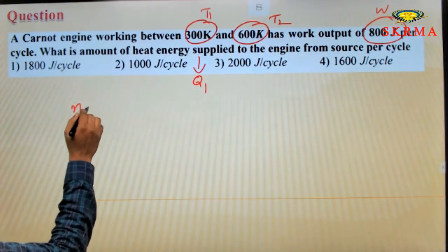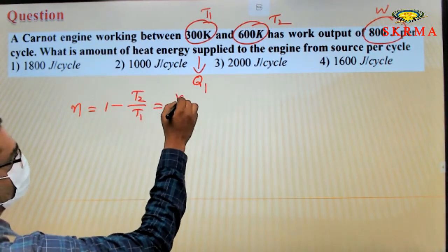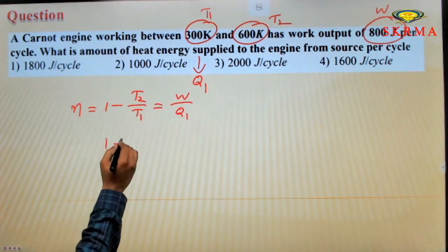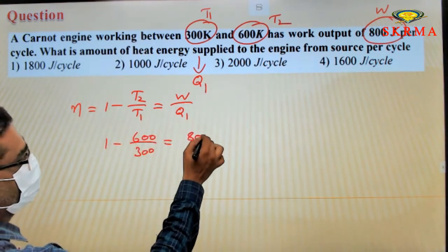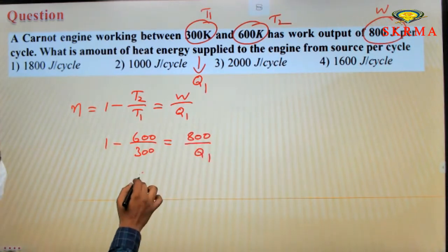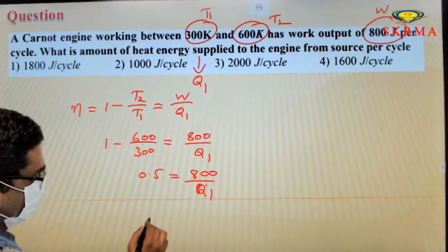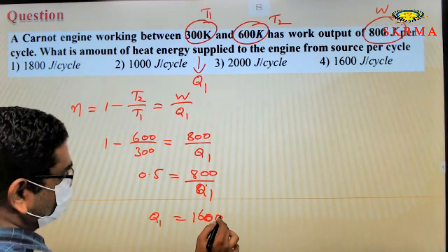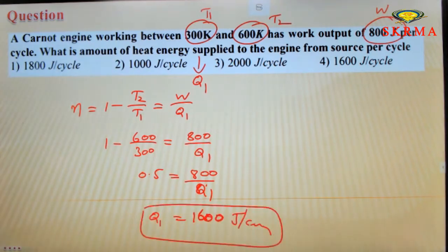Efficiency formula, 1 minus T2 by T1, equal to W by Q1. Use this formula. So 1 minus 300 by 600 equal to W, which is 800, by Q1. 0.5 equal to 800 by Q1. Then Q1 equal to 1600 joule per cycle. So this option is the correct one.